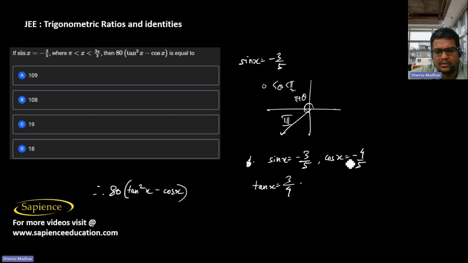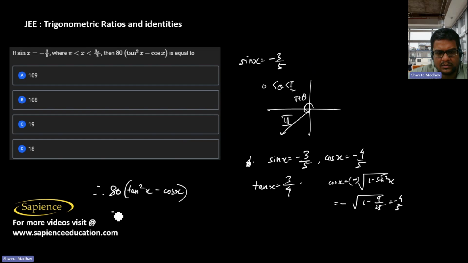So how did we find cos x? We can say that cos x will be equal to minus of the square root of 1 minus sin square x. Here we have to use the minus sign, since it is in the third quadrant. So it will be minus of the square root of 1 minus 9 by 25, which is equal to minus 4 by 5.